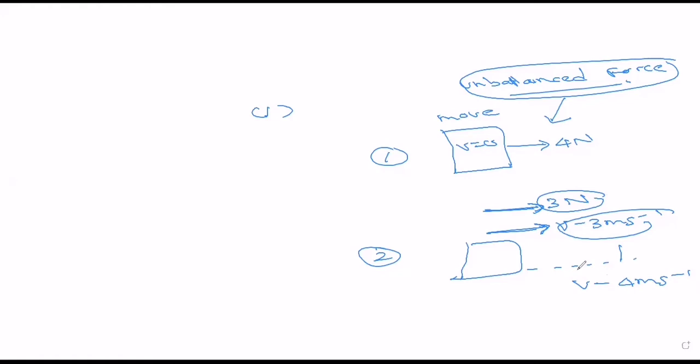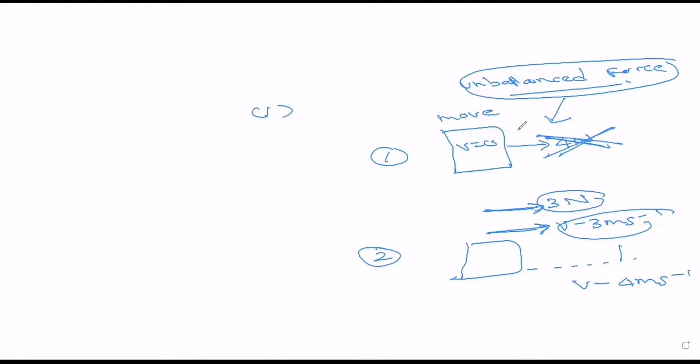According to the definition, until an unbalanced force is applied on it, a body at rest remains stationary. Now this is stationary, no? If I don't give this 4 Newton, tell me, children, will this object move? Is it magic to move? No, it won't move. Only when I give the unbalanced force is it moving. When I don't give it, it will not move. So that is the thing. Here they are saying, until an unbalanced force is applied on it, a body at rest remains stationary.